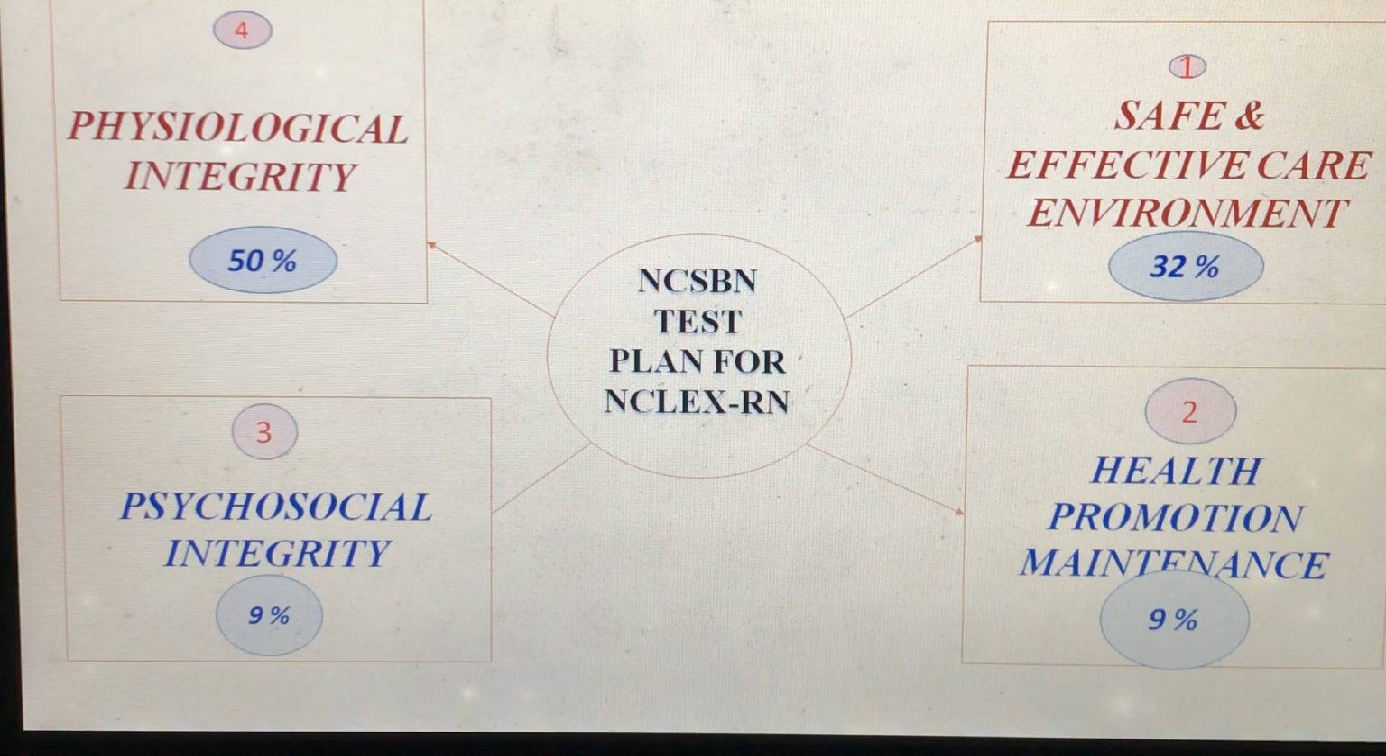The third category is psychosocial integrity, which also carries 9% of questions. And the last one, which carries almost 50%, or half of the questions, is physiological integrity. This is very important. When we think about physiological integrity, we know that physiological needs are the basic need of human beings, so whenever we consider a client, they also have physiological needs. Another very important thing to keep in mind is safe and effective care.